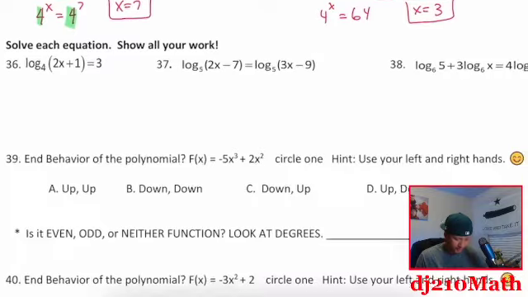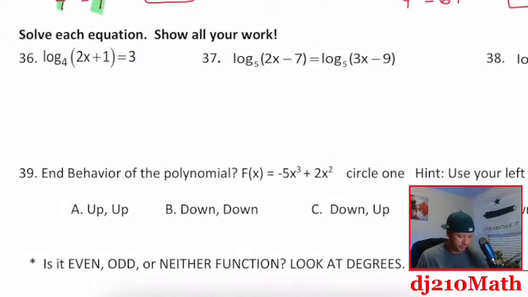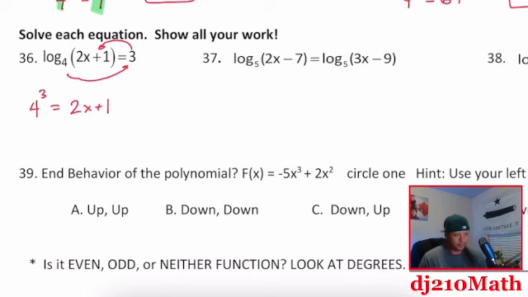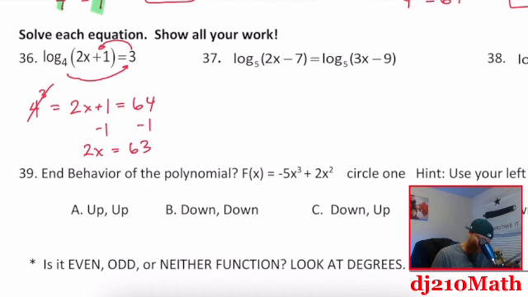Okay. Solve each equation. Show all your work. All right, rewriting it. 4 cubed, which we just said was 64, equals 2x plus 1. We literally just said that in the last problem. So minus 1. So this is 63. 2x is equal to 63. And then divide both sides by 2. x is equal to 63 halves.